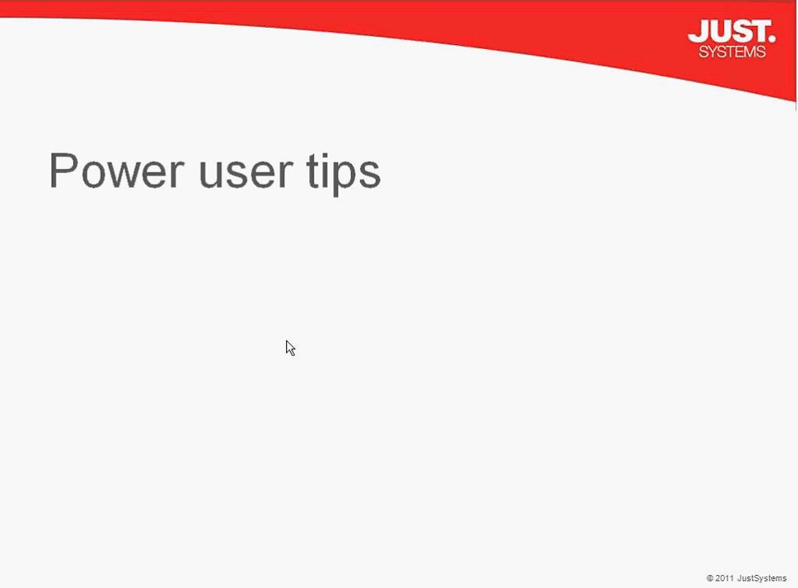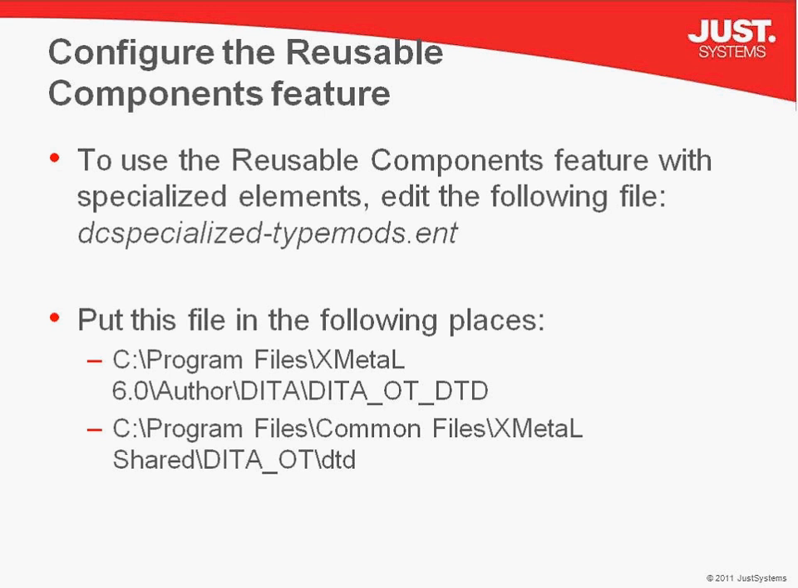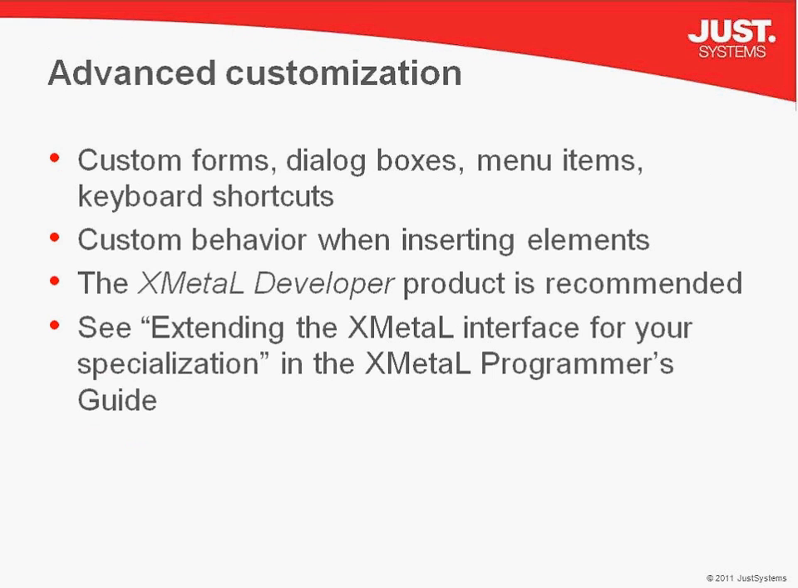Okay, so a few things that you might want to do if you're more of a developer, or if you want to go a little bit further. One of them is that you can make customizations work with the Reusable Components feature of XMetaL. This is going to require hand editing a particular file and making sure that this file gets into two places. It's not that complicated to do, but if you don't use the Reusable Components feature, you don't need to do it. If you do use the Reusable Components feature, then you will have to do it. And it's just adding one line to a particular file.